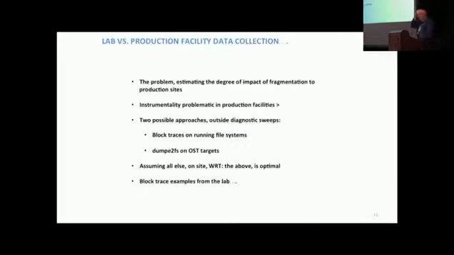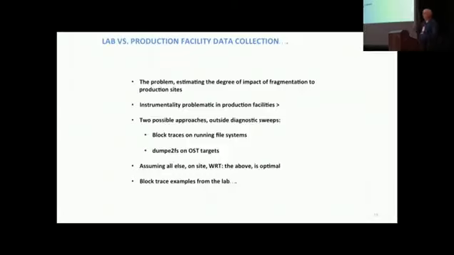So our problem is this. We can do this in a lab, but what does this mean to a production environment? What does it mean to a real operational environment today? So how do we estimate the degree of impact of fragmentation to production sites?